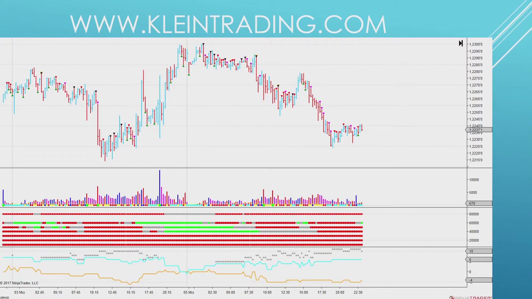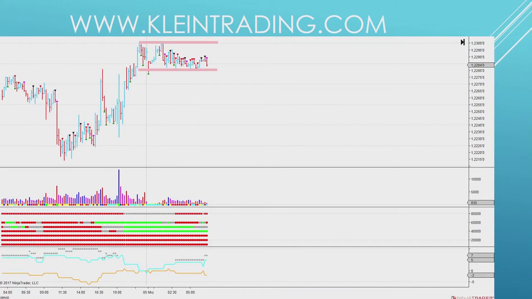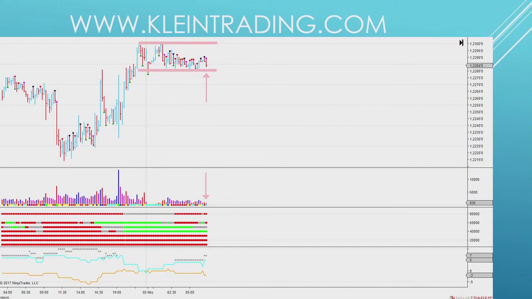So here is a chart of the British pound against the US dollar, and let us analyze this chart step by step. First we put on the support and resistance lines by hand, of course, and then let's look at what the volume is doing. So we see here we have little volume, and that shows me that amateurs are on the way, no professionals in the market.